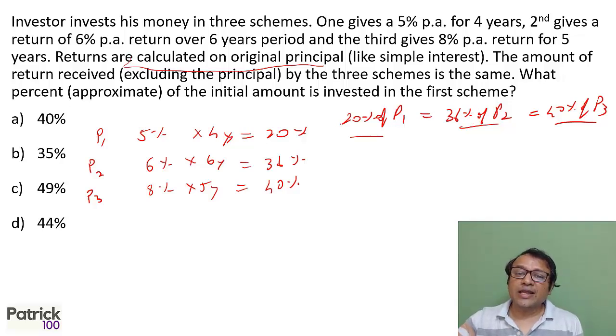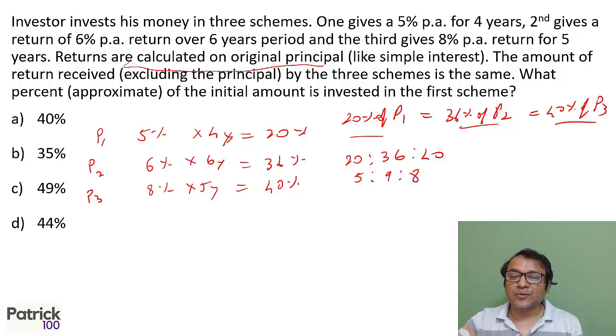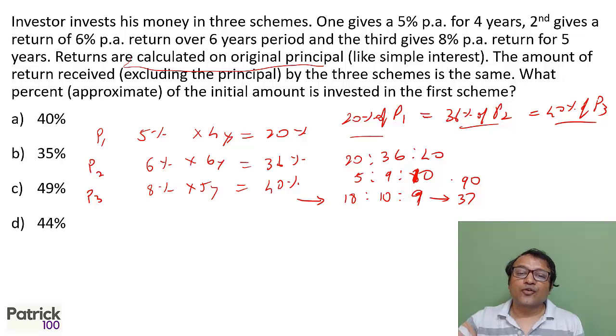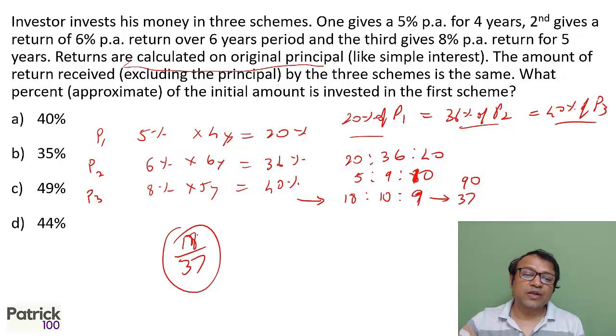So what you do is find the LCM of 20, 36 and 40. So 20 is to 36 is to 40, if you divide by 4, gives you 5 is to 9 is to 10, sorry, divide by 4. LCM is 90. So 5 how much are 90? 5 18s are 90. 9 10s are 90. 10 9s are 90. So total, this is the ratio of the principal. So total, if you look at it, is 37. From that, investment in the first scheme is 18. So 18 out of 37 is almost 50%. You get the answer, C option.